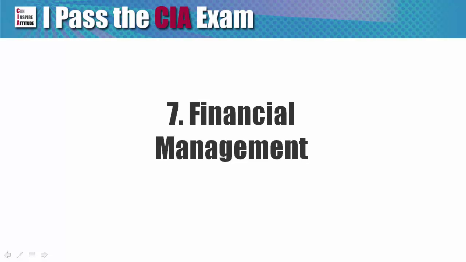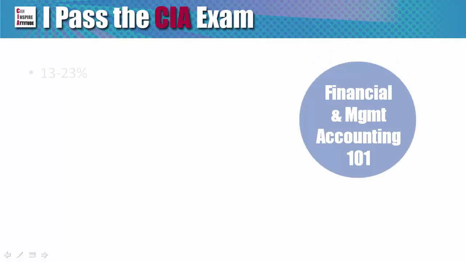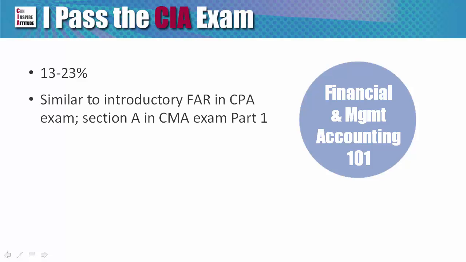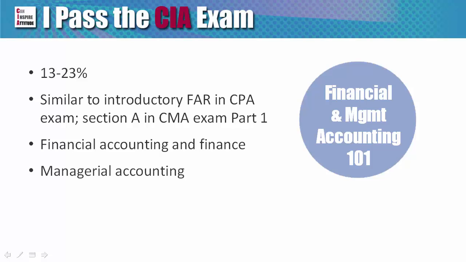Number 7. Financial management. This is another big topic, representing 13 to 23% of Part 3, covering financial accounting and managerial accounting. It's similar to the introductory level of FAR in CPA exam and Section A of CMA Part 1 exam. It covers financial accounting and finance and managerial accounting.